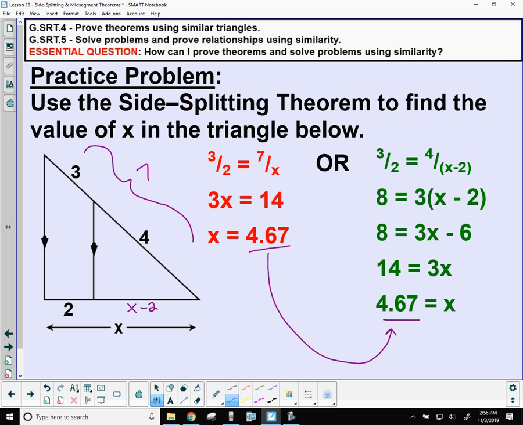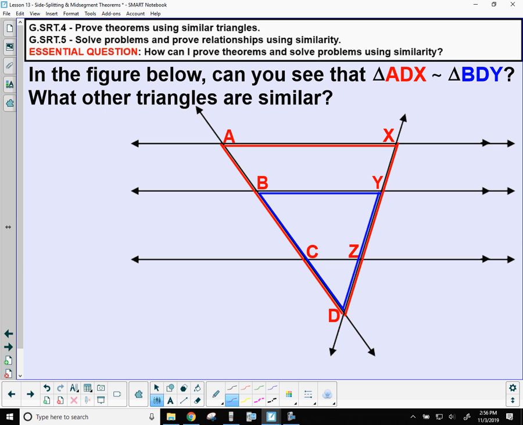Alright, let's try something else. Again, here we have a triangle made with transversals and parallel lines. As we can see, ADX is similar to BDY, again by the angle-angle postulate, because all of these are corresponding angles, so they have to be congruent, and they're all sharing this one vertex angle.